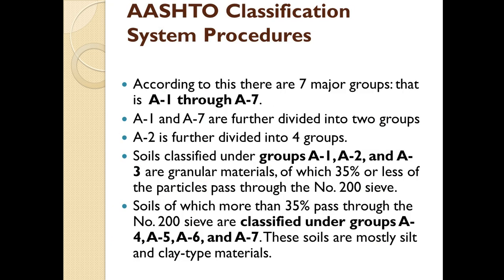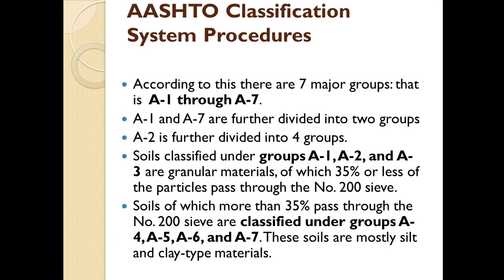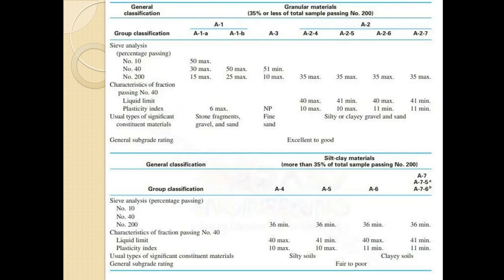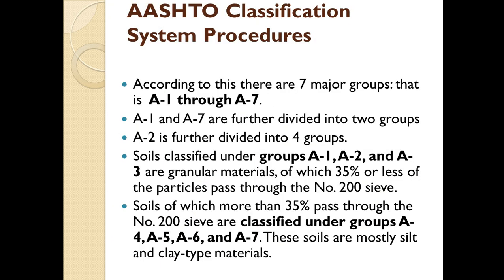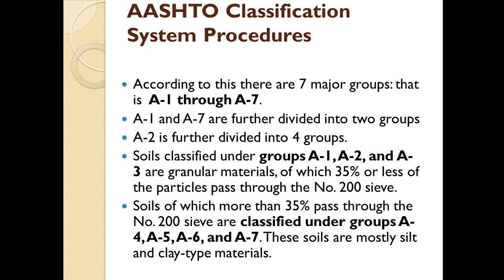So, what are the procedures for classification? According to this, there are seven major groups, from A1 to A7: A1, A2, A3, A4, A5, A6, A7. A1 and A7 are further divided into two groups. A1 is divided into A1-a and A1-b, and A7 is divided into A7-5 and A7-6. Similarly, A2 is further divided into four groups, that is A2-4, A2-5, A2-6 and A2-7.